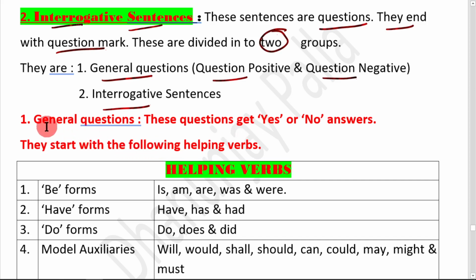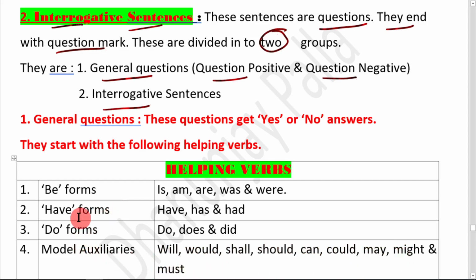Okay, generally these general questions begin with the helping verbs. Helping verbs in the English language are be forms, have forms, do forms and modal auxiliary verbs. Be forms are five: is, am, are, was and were. Have forms are three: have, has, had. Do forms are three: do, does and did. Modal auxiliary verbs are nine here: will, would, shall, should, can, could, may, might and must.